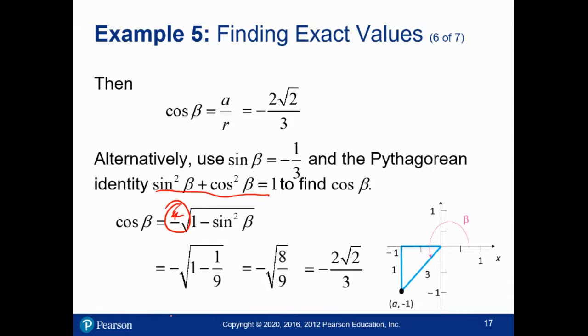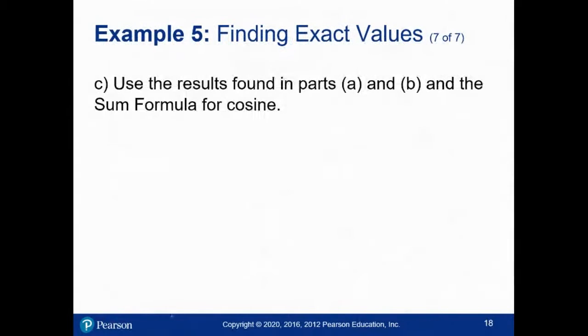Okay, but either way, we have found part A and part B, we found the resulting bits. So now we can use the sum formula for cosine, which is right there.